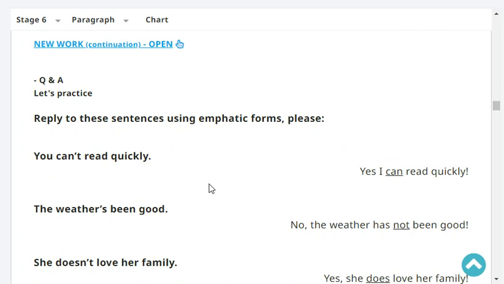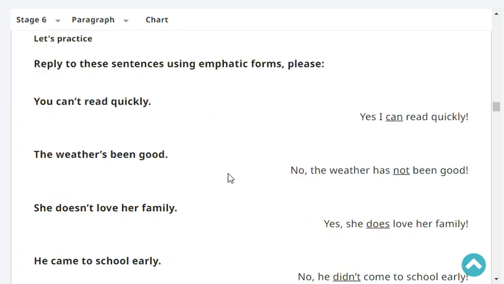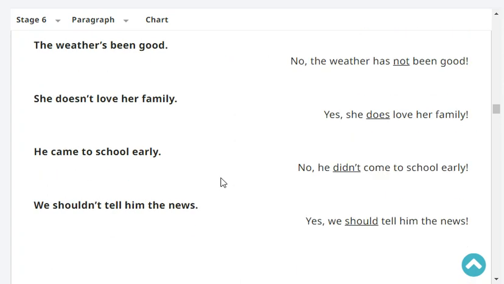Reply to this sentence using the emphatic forms, okay? You can't read quickly. Yes, I can read quickly. The weather's been good. No, the weather has not been good. She doesn't love her family. Yes, she does love her family.